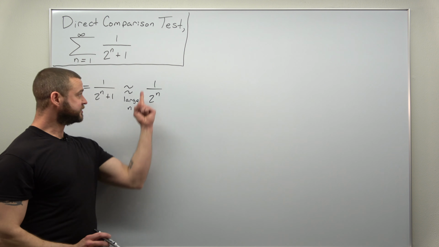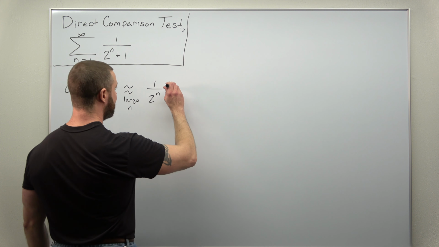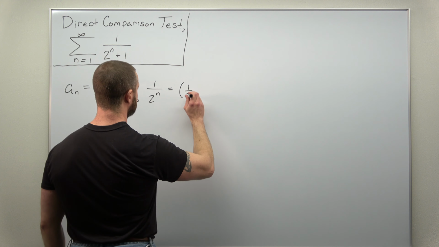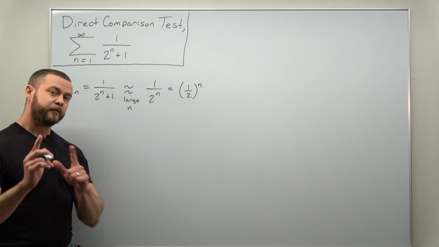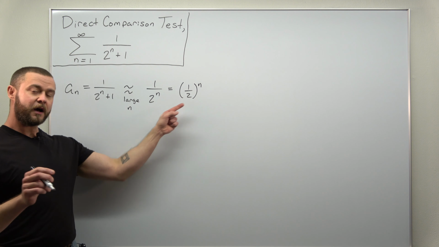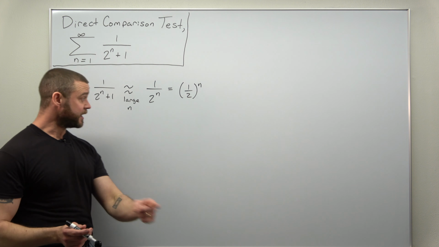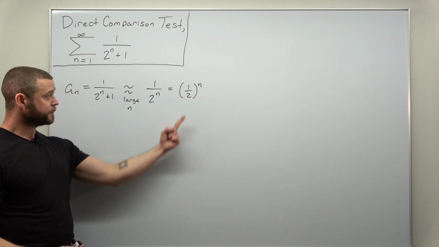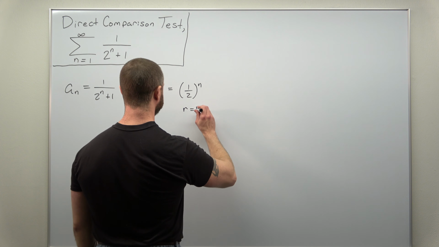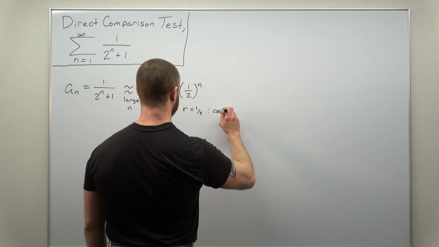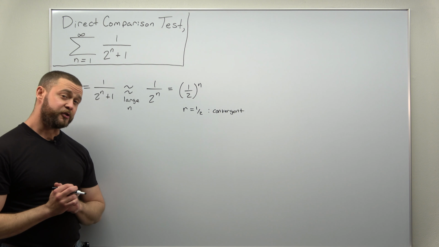Now you might not recognize this term in that form, but let me apply some basic exponent rules. I can rewrite this as (1/2) to the nth power. And we're going to recognize this, a number to an nth power, as a geometric series. And here, the value for the ratio r is 1/2. And since that is less than 1, that geometric series is convergent.